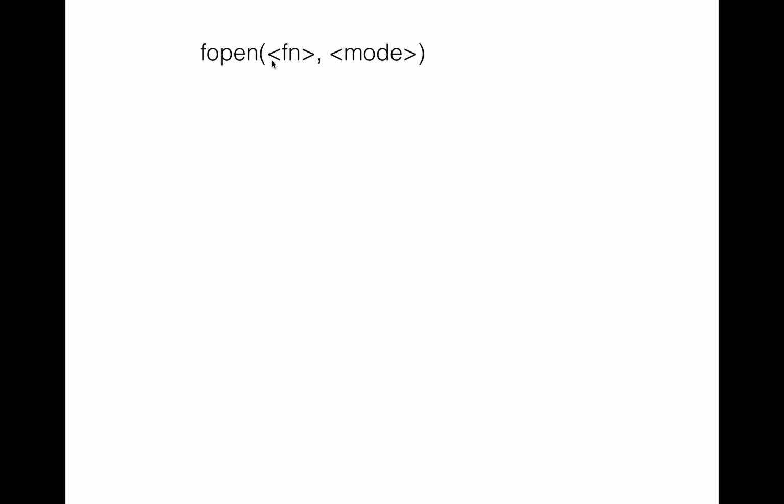The syntax of fopen is like this. It expects two arguments, the first one being the file name and the second one is the mode. Both these arguments are strings. The second argument mode can be either r, that means you open the file for reading, w, meaning you open the file for writing.